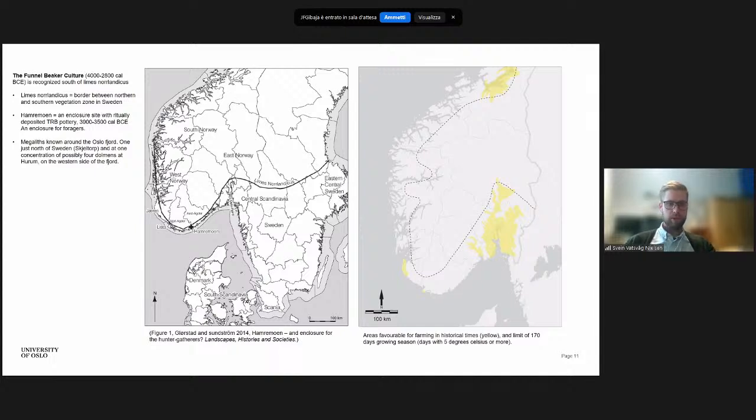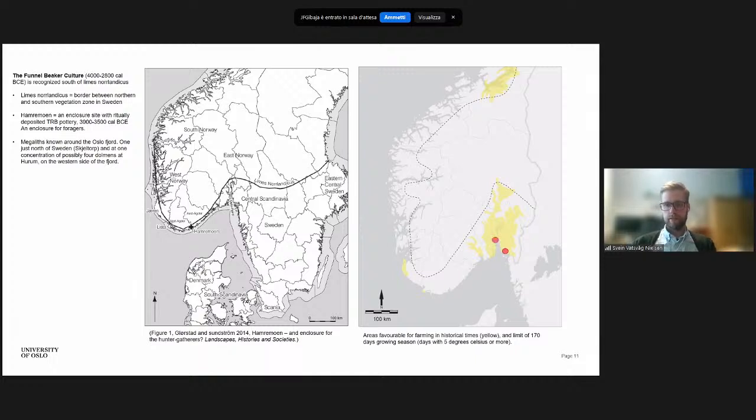Here to the left, we see the place of the Hammermoen site, which was excavated a little more than 10 years ago. It has been interpreted as an enclosure site with ritually deposited funnel beakers. It's been well dated to the early Neolithic period, and interpreted as an enclosure for foragers.